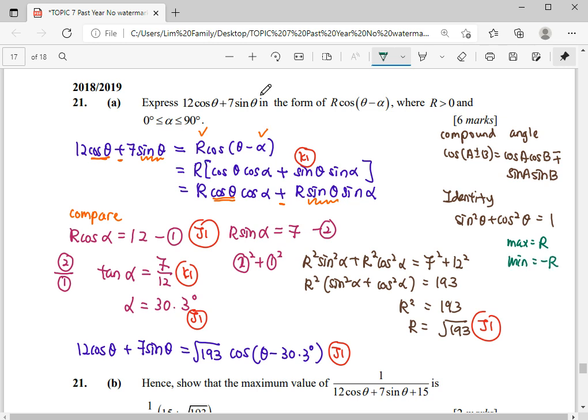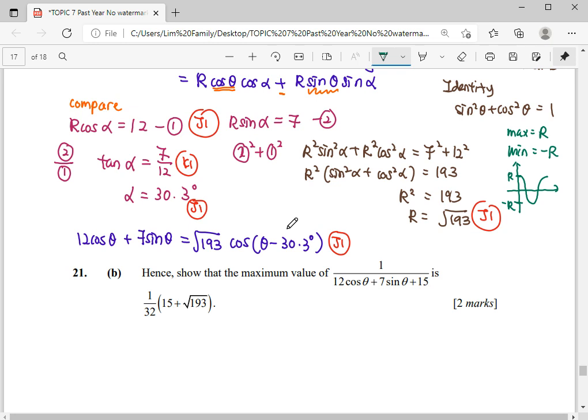So actually when you recall back your secondary school, when you have cos, your amplitude maximum here is R, minimum here is negative R. If you have cos only, means 1, negative 1. If you have 2 cos, means 2, negative 2. So our maximum value is the coefficient in front of this cos or sine. So we proceed to part B.